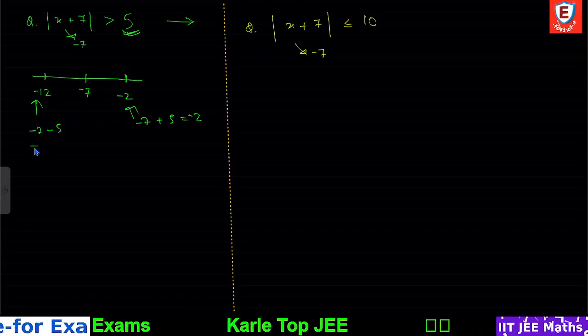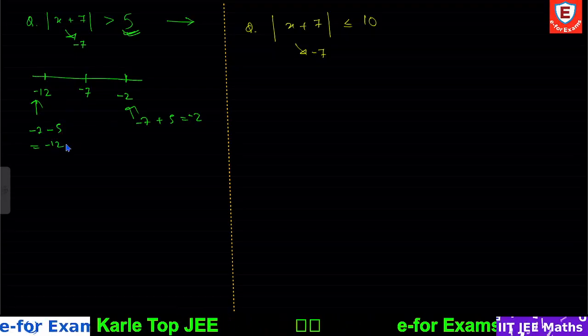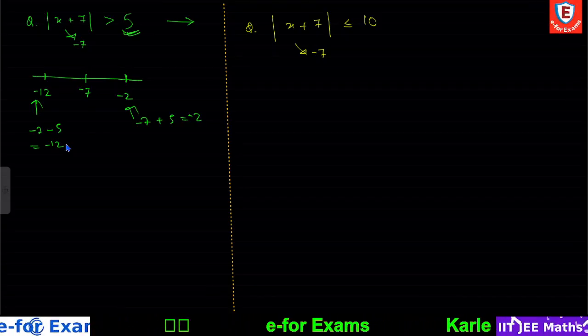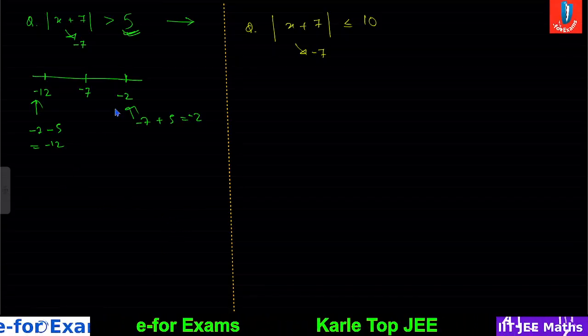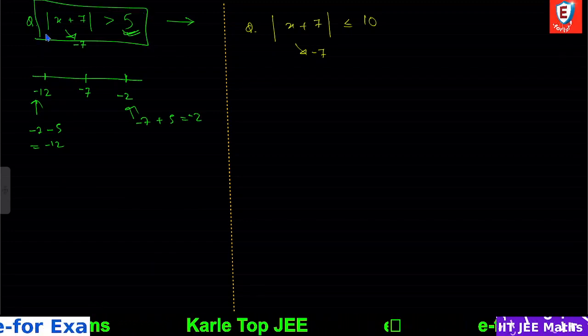Minus 7 minus 5 equal to minus 12. We have done this in lecture number 3. If you forget this, go and check in lecture number 3 again. We have done this type of question in lecture number 3.